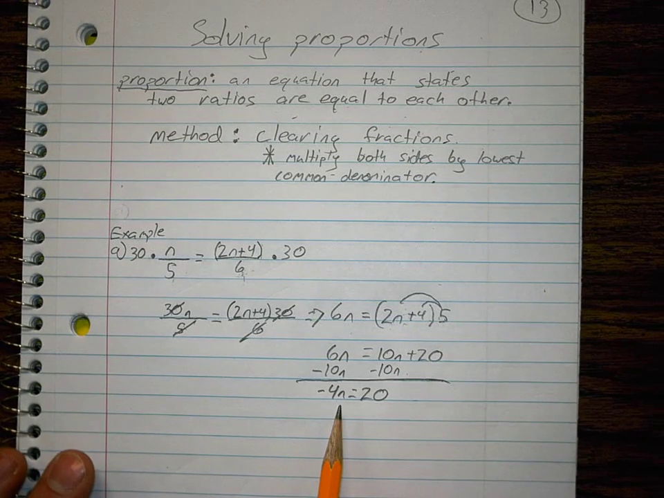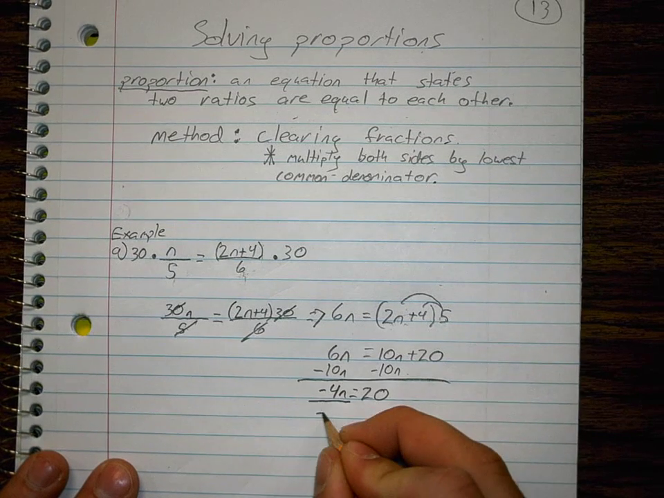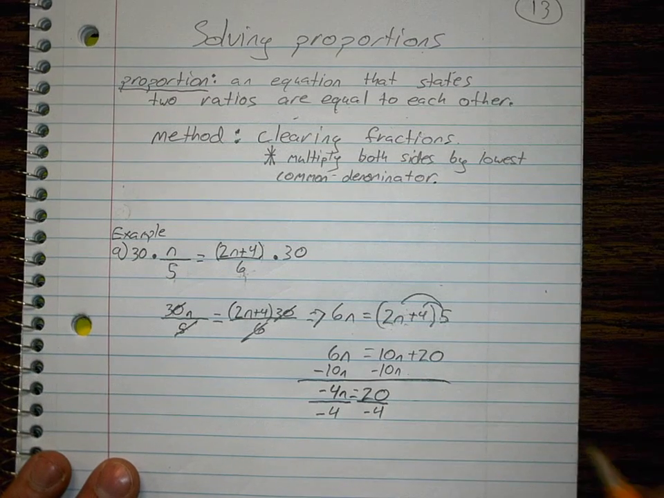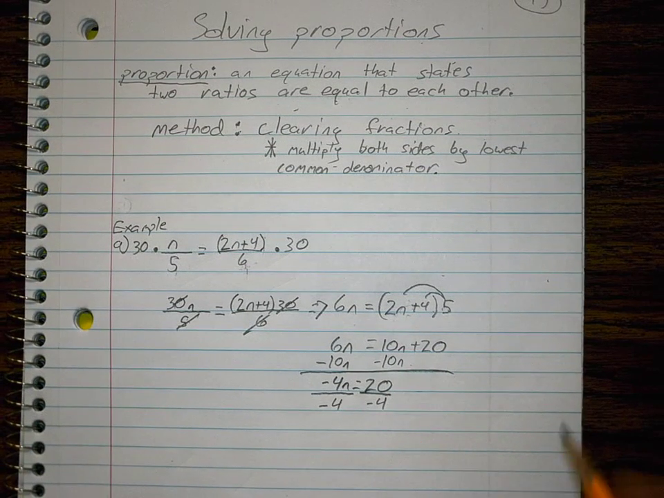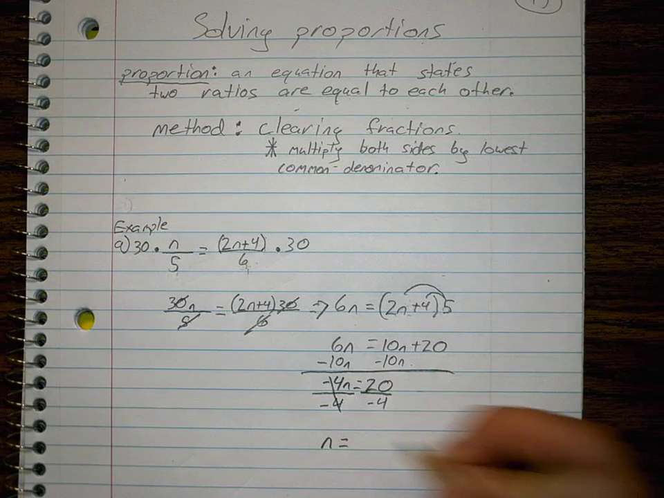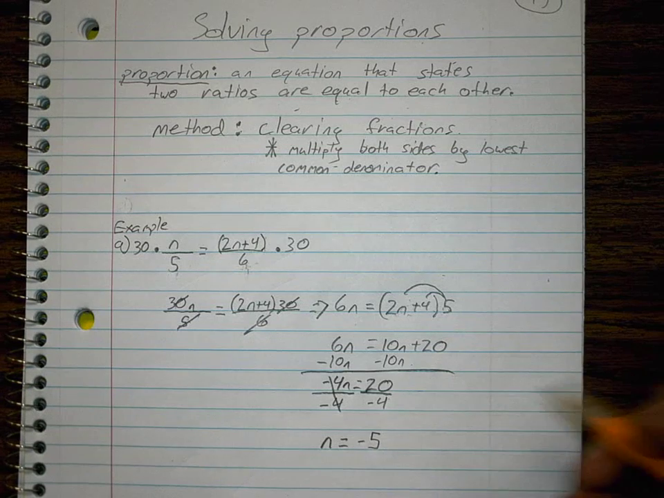Negative 4 and n are being multiplied, so the inverse of multiplying would mean I'm going to divide out negative 4 to isolate n. Property of equality says I need to do it to both sides. 20 divided by negative 4 is negative 5. Don't lose track of your negative.